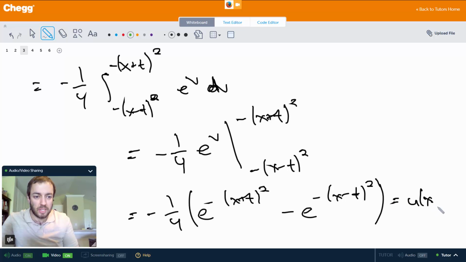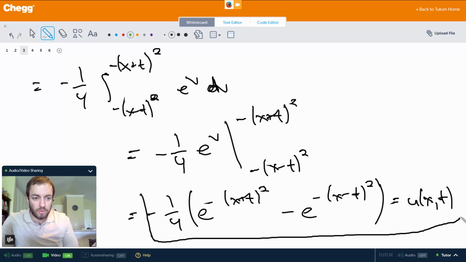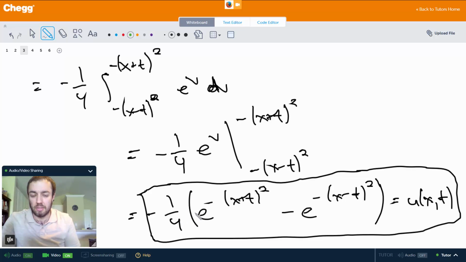That is our u of x comma t. And we could simplify that if we distribute the negative 1/4, or possibly even just the negative, to simplify things a little bit, but it doesn't really matter. So here, our u of x comma t is equal to negative 1/4 times the quantity e to the negative x plus t quantity squared minus e to the negative x minus t quantity squared.